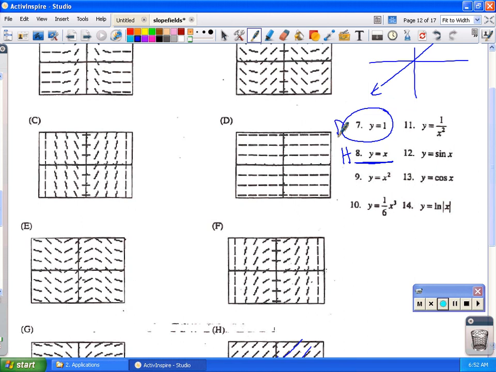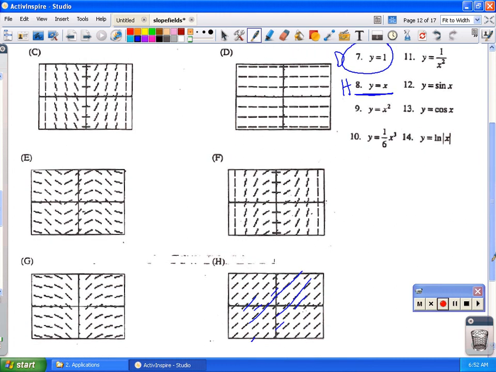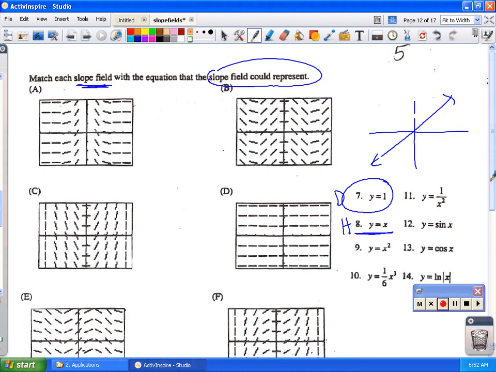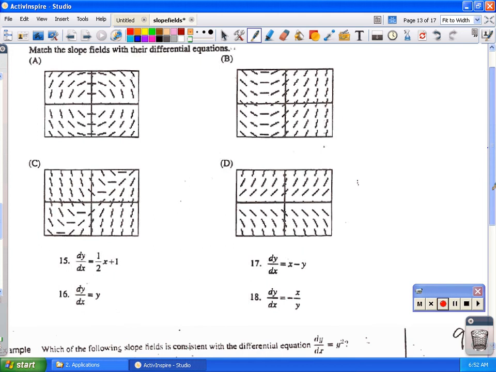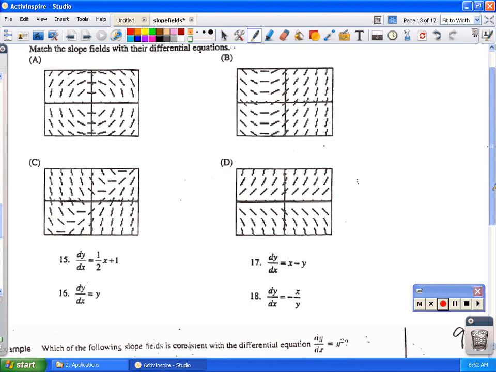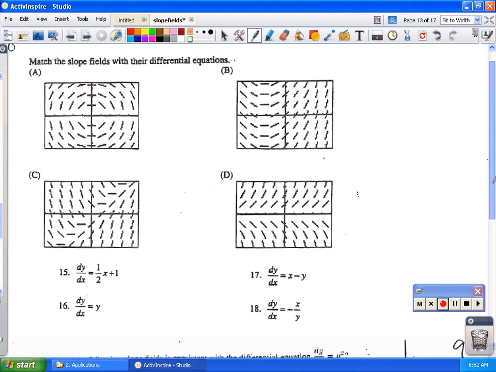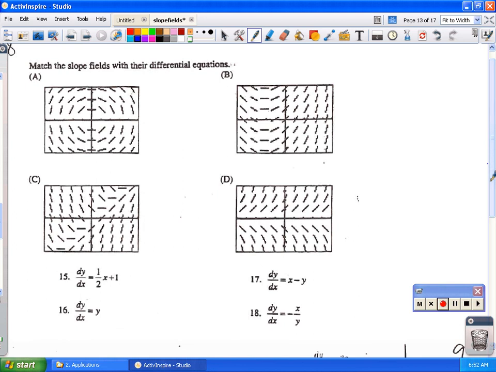All right, I want you to take the time to go through and identify which function belongs to which graph or which graph belongs to which function. Stop the video, do that now, and then come back. Okay, you notice I didn't give the answers to those. You're welcome to come and see me to verify your answers. I'm going to move on to the next activity, which is matching slope fields with their differential equations.